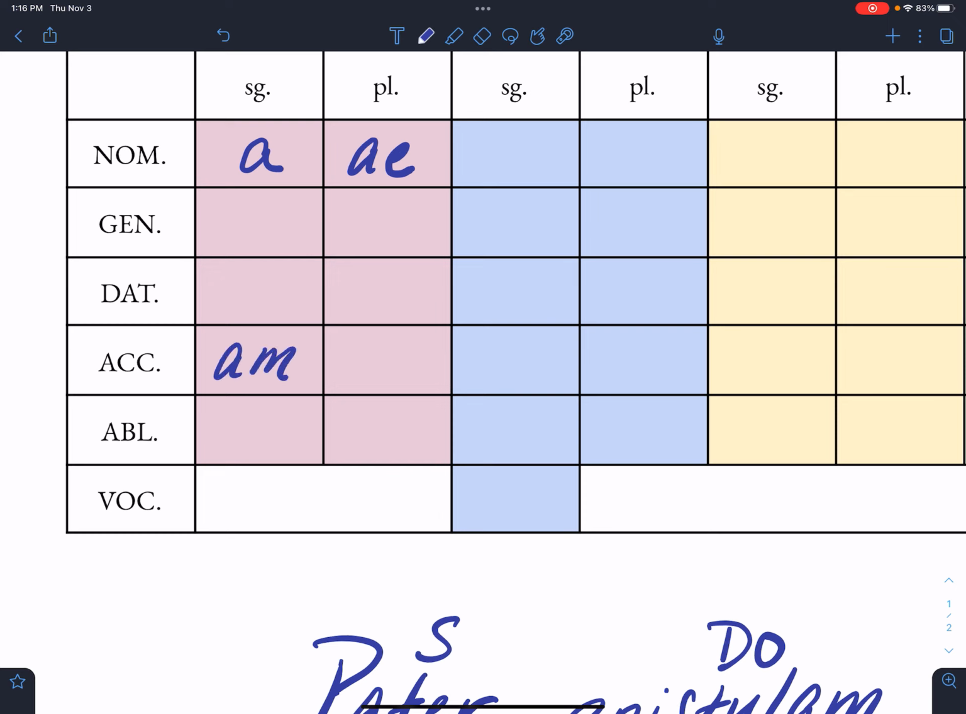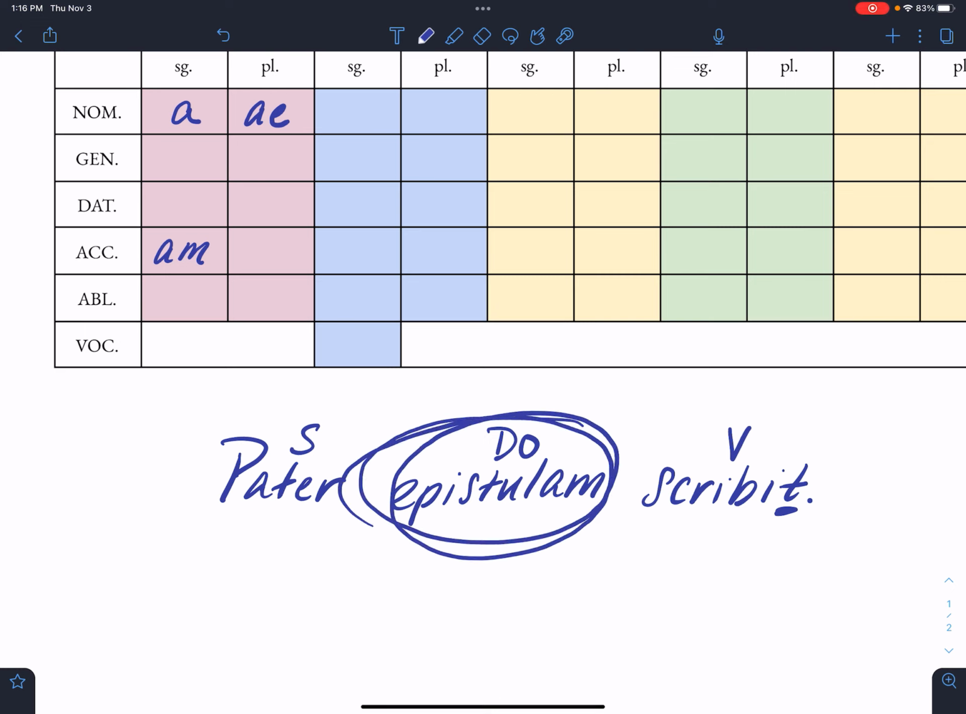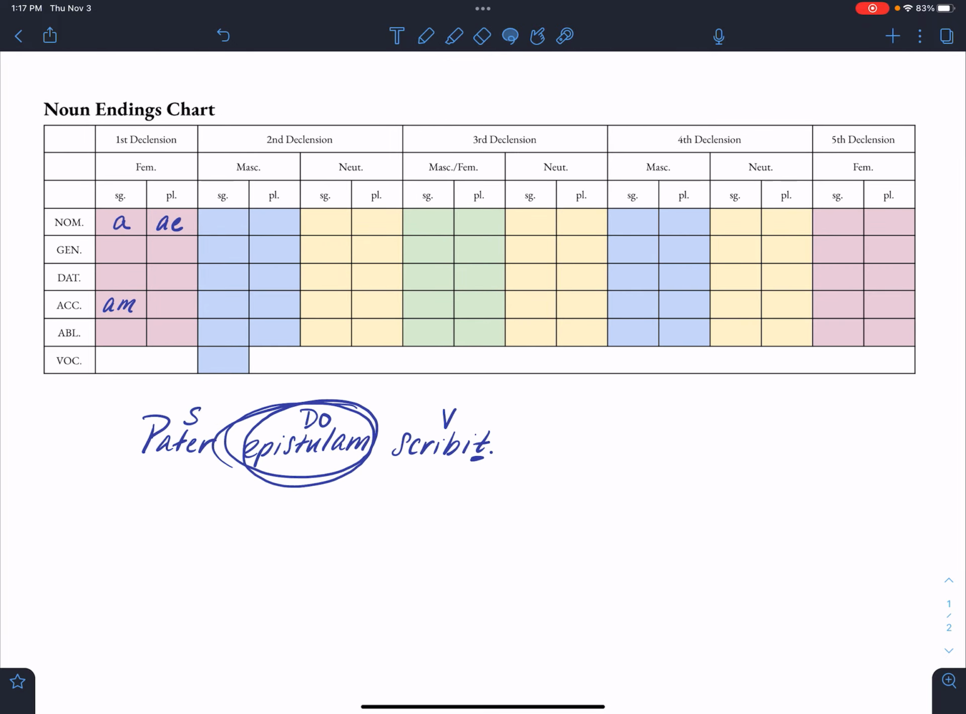In the accusative. Why is it in the feminine section? Isn't father masculine? So the word pater is masculine, but we're talking about this word here, epistulam. And epistula is actually a feminine word. It means letter, like a thing that you write to somebody, not like a letter in the alphabet. That word is litera, which is also where we get literature from.